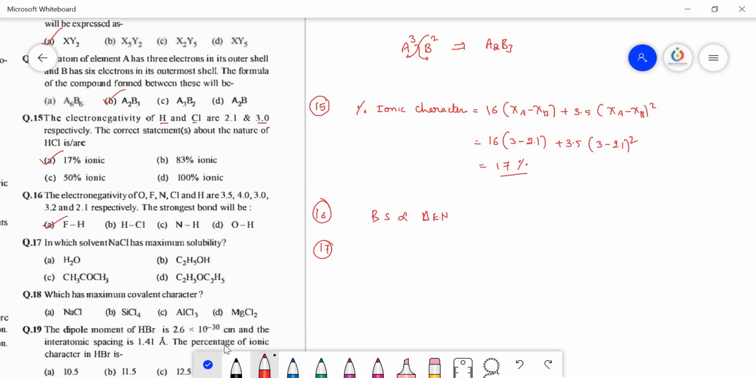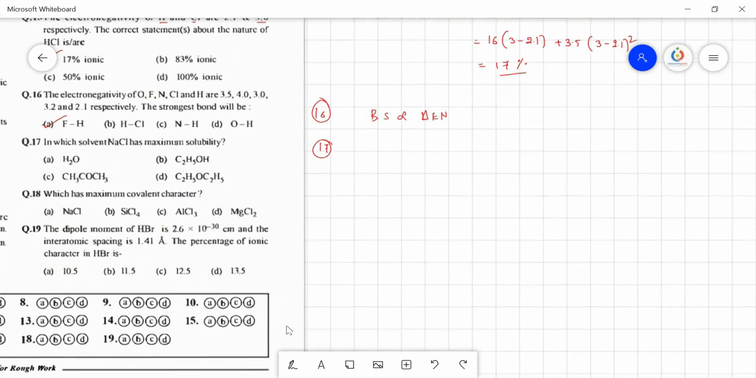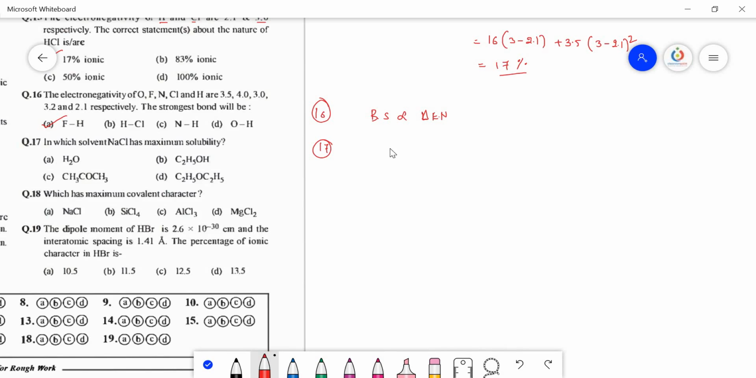Now let us solve question number 17. In which solvent does NaCl have maximum solubility? You must remember that polar compounds are soluble in polar solvents. And here NaCl dissociates into Na plus and Cl minus ions, so ionic compounds are more soluble in more polar solvents. In these cases, ethyl parts are there. These are all organic parts, and whenever organic parts are there, they are less polar. H2O is a completely inorganic compound and a more polar solvent. So NaCl is more soluble in H2O.